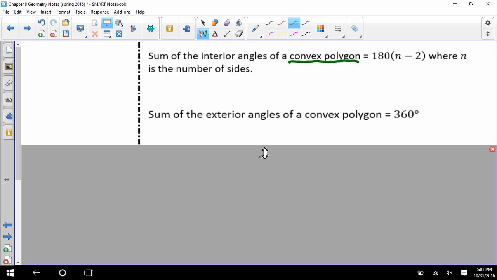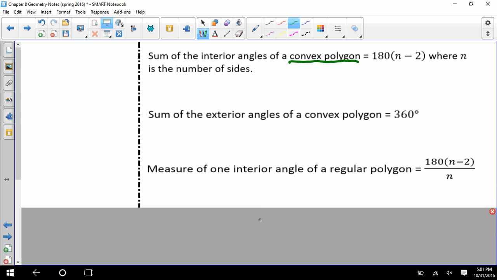The sum of the exterior angles of, again, a convex polygon, this does not work for concave polygons, is exactly 360 degrees every single time. There is no calculation needed there. And you can pause if I'm going too fast. If you're finding the measure of one interior angle of a regular polygon, that's 180 times n minus 2, all divided by n.